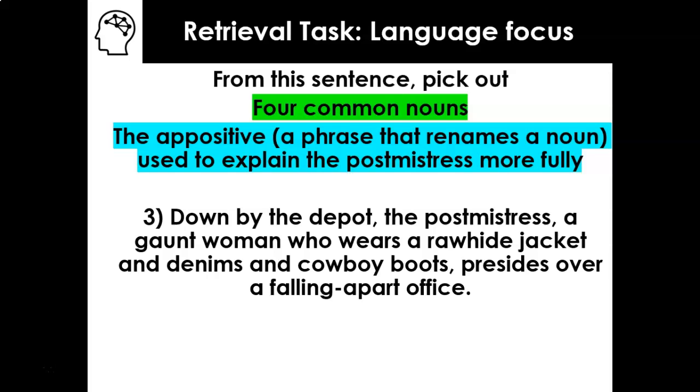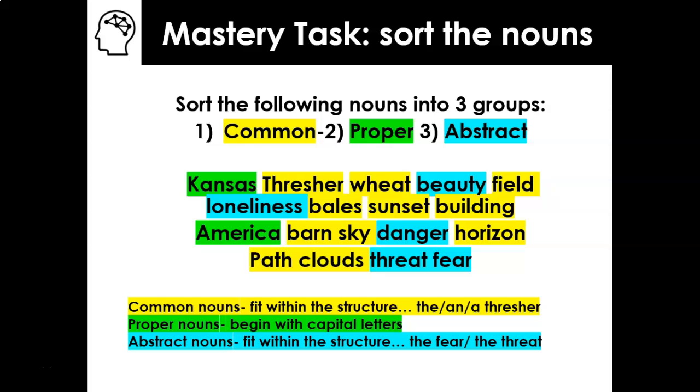Now, a quick aside about the appositive, if we took it out, the sentence would still work. Ready? Down by the depot, the postmistress presides over a falling apart office. Similarly, if we take the postmistress out, the sentence should work. Down by the depot, a gaunt woman who wears a rawhide jacket and denims and cowboy boots presides over a falling apart office. Brilliant. Last bit.